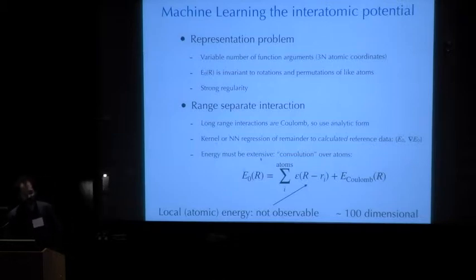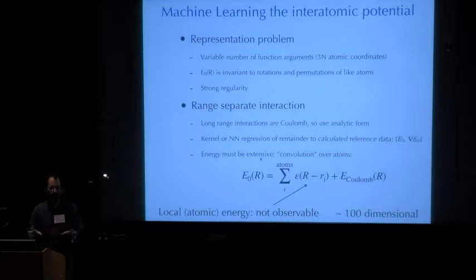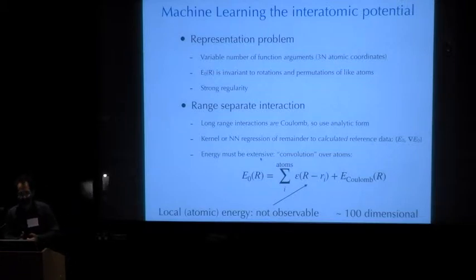The energy must be extensive. So if I double the system, let's say in periodic boundary conditions, then the energy must double exactly. If that doesn't happen, then all sorts of problems happen in the simulation. And so this has been done for decades by essentially doing a convolution over atoms. So we write the total energy as a sum over atoms of some local energy function centered around the atom of interest, plus long-range Coulomb.